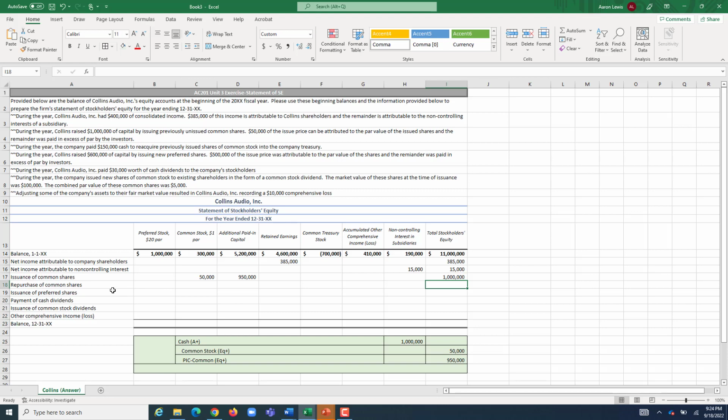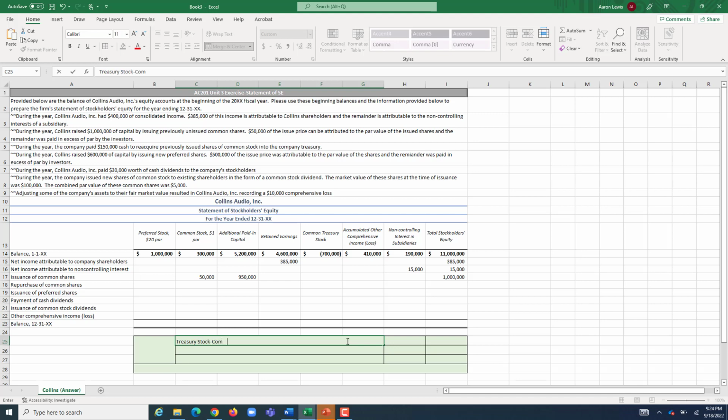What about the repurchase of common shares? What we have next. During the year, we paid $150,000 cash to reacquire previously issued shares of common stock. What would that journal entry look like? Well, if we're buying shares that are our own shares, not another company's shares, it goes into our treasury stock account.